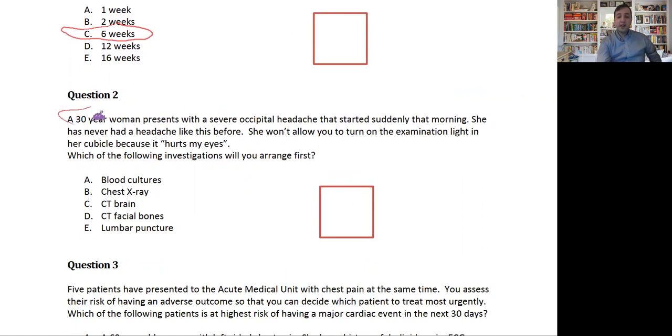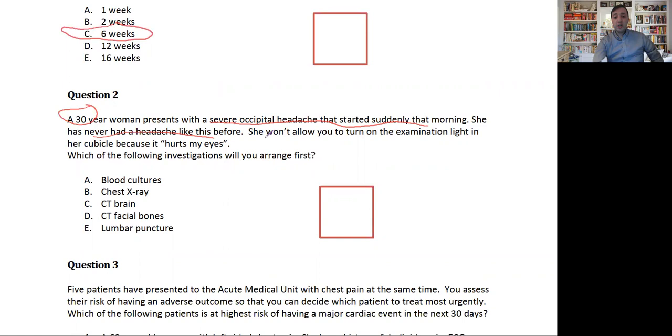So here we have a young female presenting with a severe occipital headache that started suddenly. She has never had a headache like this before. This characteristic statement is called the worst headache of my life. So this is very characteristic, and it has to be at the top of the differential diagnosis. It has to be a spontaneous ruptured subarachnoid hemorrhage (SAH).